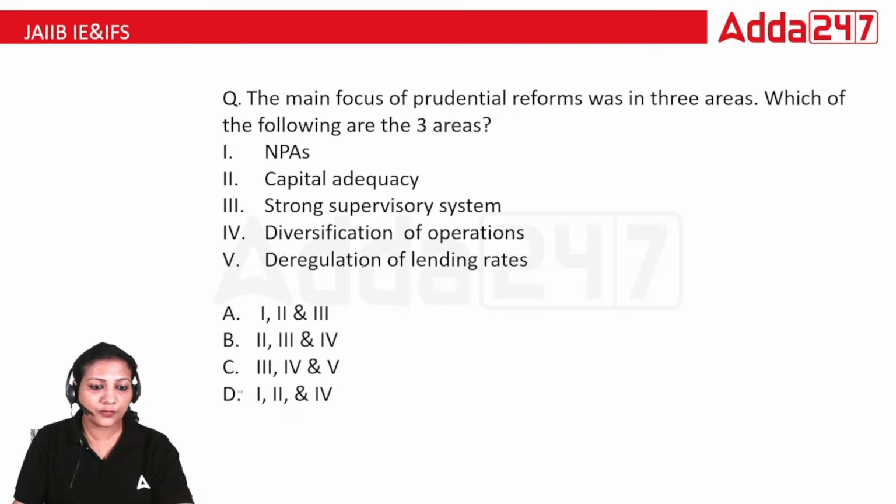The main focus of prudential norm was in three areas, and we have to identify those three areas. So what were the three areas? Is it NPA, capital adequacy, strong supervisory system, diversification of operations, or deregulation of lending rates?